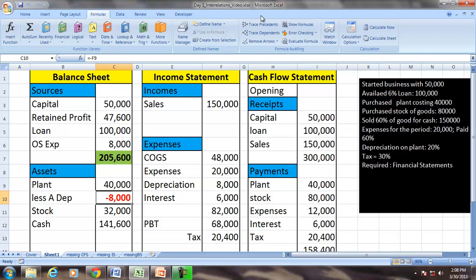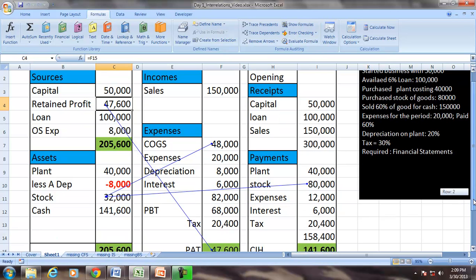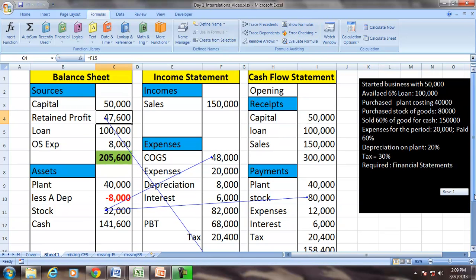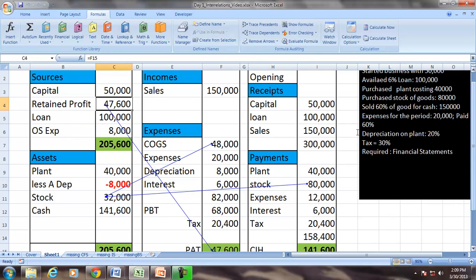Similarly, accumulated depreciation is an expense but not an outflow, but is a reduction in the value of the plant. Stock purchase minus the COGS is the stock available on the balance sheet. And outstanding expenses we have already seen. The retained profit, if the profit is not distributed, will remain on the balance sheet as a source.